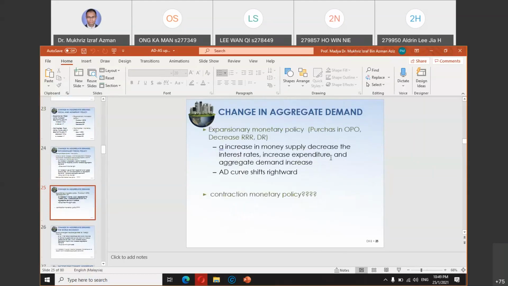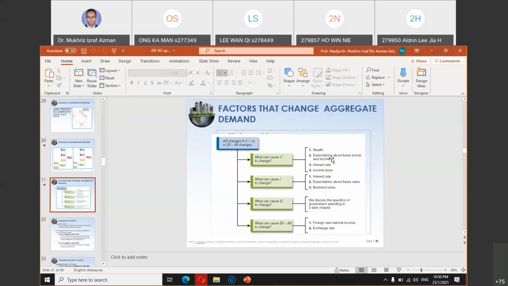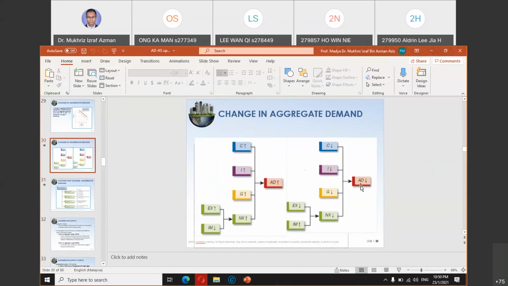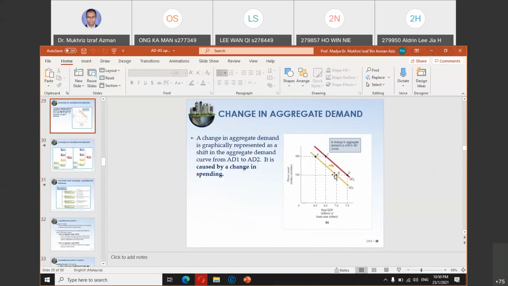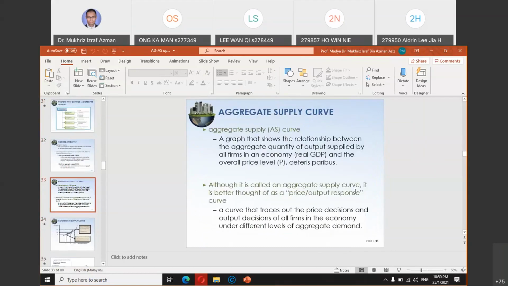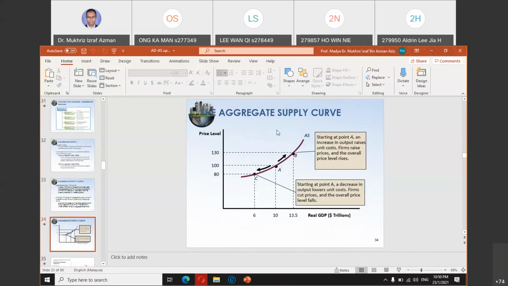And then finally, this is just a summary. You can just refer to this one. The factors that cause demand to shift upward or downward, I mean shifting to the right or shifting to the left, like this. So know the difference between those two.